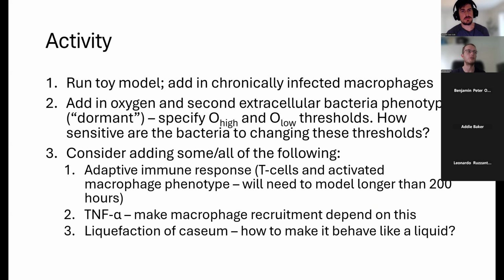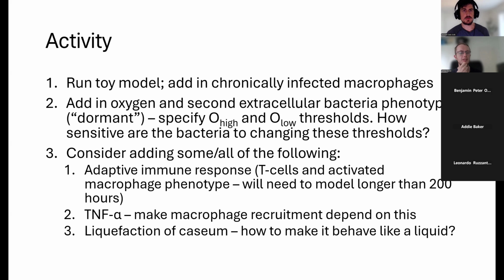Potentially, in terms of recruitment, we just have it as a phenomenological thing, where for now it's just done on a probability. But if you're interested, you could add in tumor necrosis factor alpha. This is believed in real life to influence the recruitment of macrophages to the site of infection. So recruitment, rather than just being some set probability, could be dependent on the locally sensed concentration of this by the blood vessels.